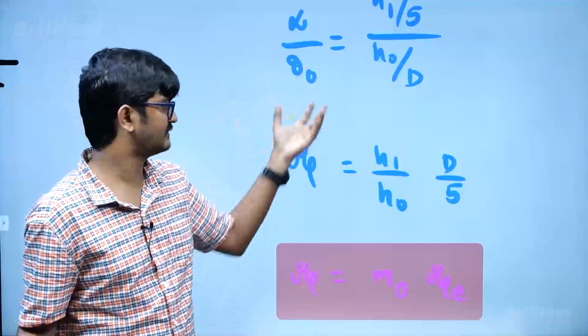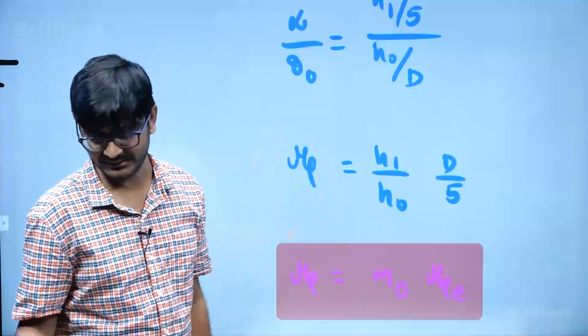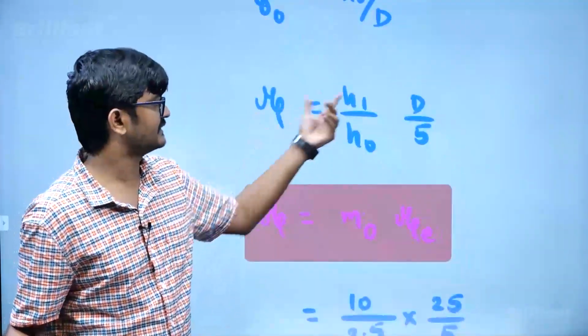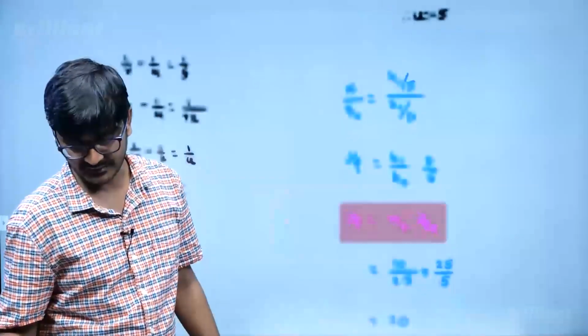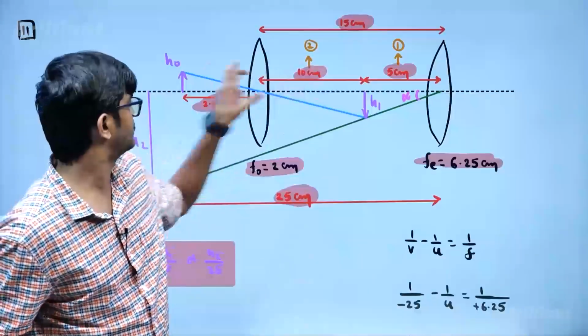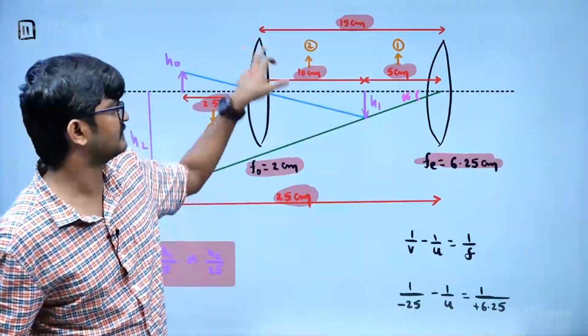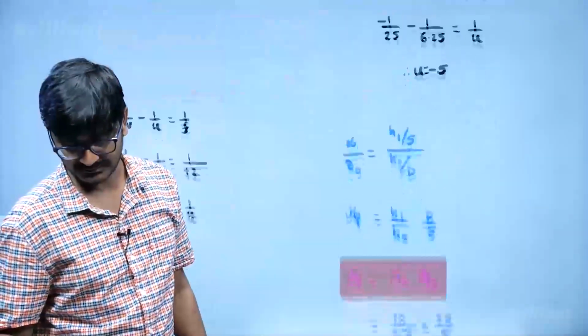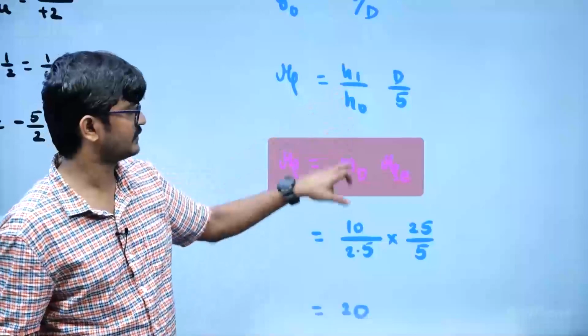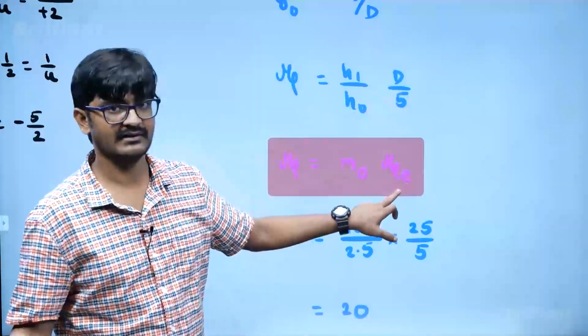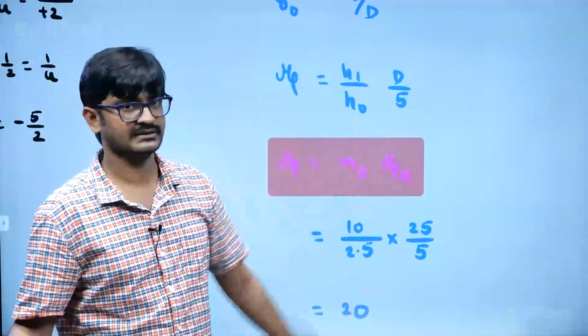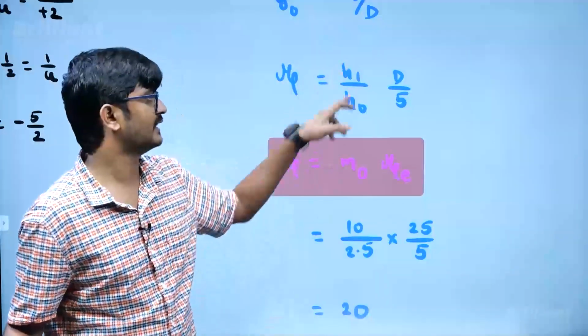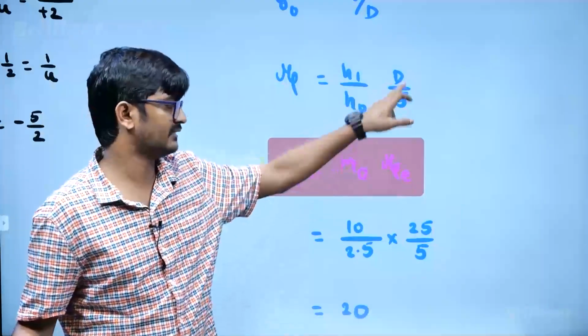Now this entire thing is called the angular magnification. I don't know how to denote it, so I am just using my own symbol. So what is this? h1 by h naught. If you see the figure, h1 by h naught is nothing but the magnification because of this lens: height of the image by height of the object. Sometimes people call it the magnification due to the objective lens, and the angular magnification due to the eyepiece. Anyway, that doesn't matter for me. So h1 by h naught into d by 5, where d is 25. That's okay.